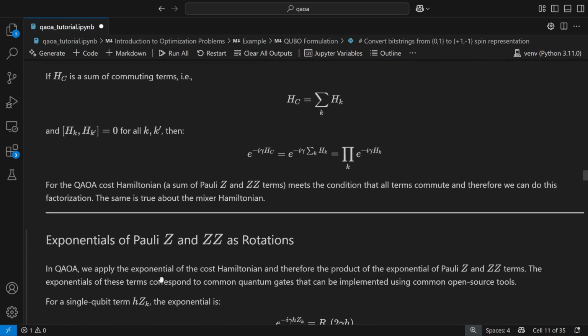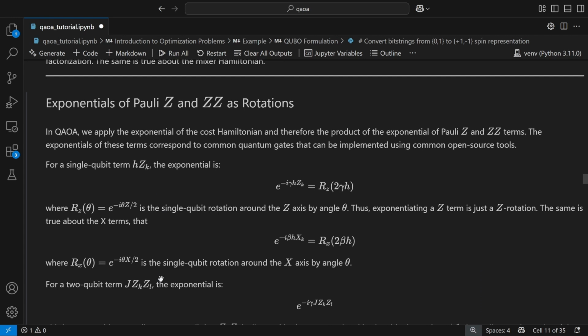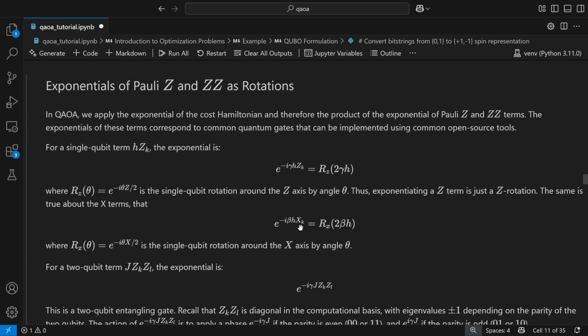Now these terms are made of single and 2-qubit Pauli Z operations, and also the mixer Hamiltonian is the Pauli X operator. The exponential term looks like this. So we have the h bias times Z. So this is the linear term of the Ising Hamiltonian times gamma and i. This exponential is the same as applying the Z rotation with the angle 2 gamma h. This is by definition. The RZ gate is defined as e to the minus i theta Z over 2. And so if we want to have this term, the angle is calculated this way. This is the same for the X operator, except that the rotation is around the X-axis.